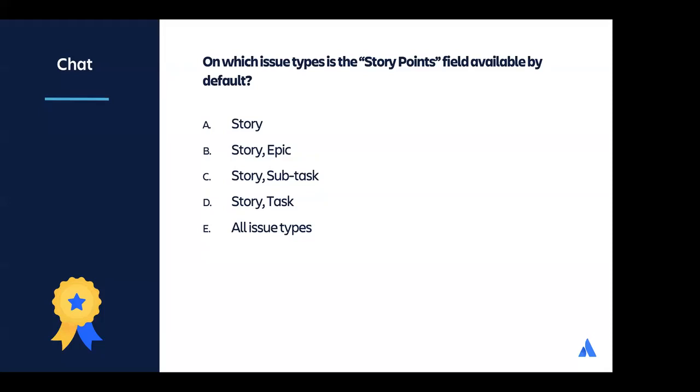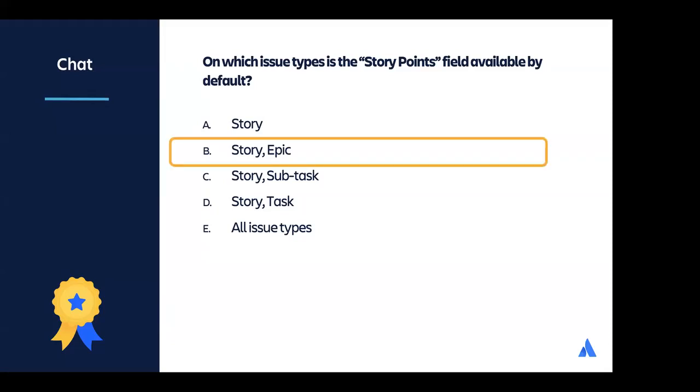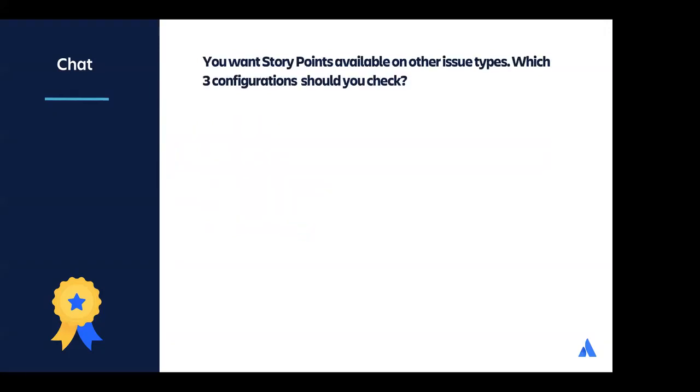Oh, I see pretty much everybody's picking everything. In your Jira, it may indeed be on all issue types, so you could stop now. But by default, it's on the story and epic only. So if you were to have a brand new Jira cloud instance you just signed up for, creating your first Scrum project, it would be on the story and the epic by default. Now, that doesn't mean you can't put it in the other issue types. You can. So what would you need to check?